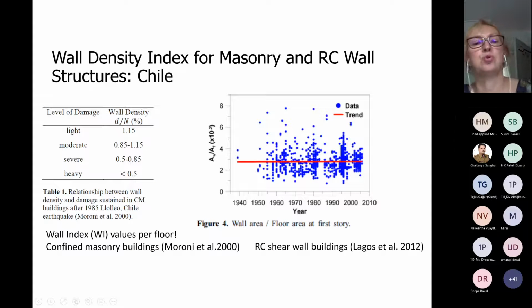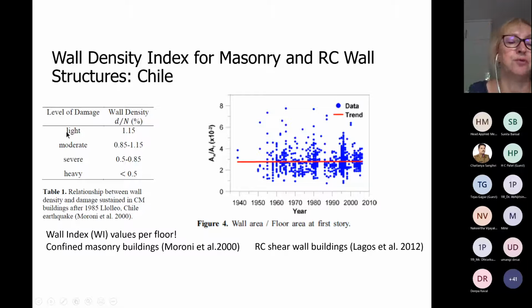So here I'm going to show you a little bit of examples. This is an example on reinforced concrete wall structures, but there are quite a few papers related to confined masonry as well in Chile and this wall index. I like this paper, and I included on the left-hand side some values for Chile for confined masonry, and on the right-hand side the values for concrete shear walls. So in Chile they use this method to get a sense of the percentage or index both for masonry and for concrete buildings.